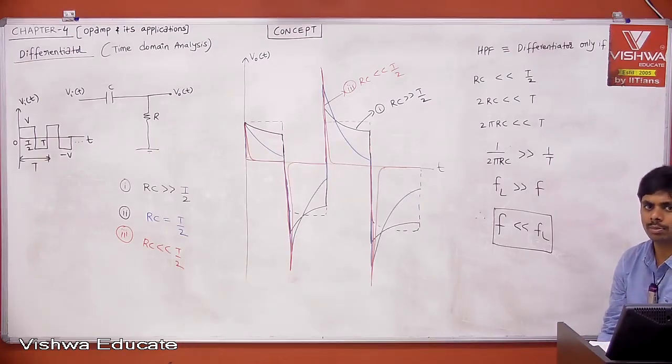Done? Let me wait for 30 seconds. Then I'll give you the active differentiator. With that I can say differentiator is also over. See, these circuits will be used when I explain about multivibrators, because these will be used as trigger pulses.